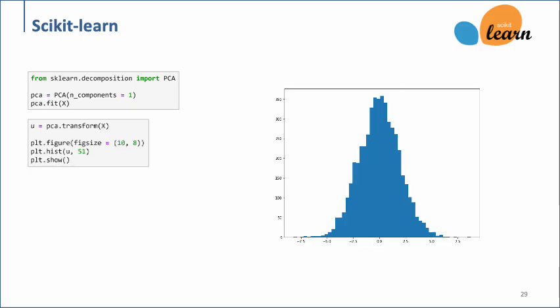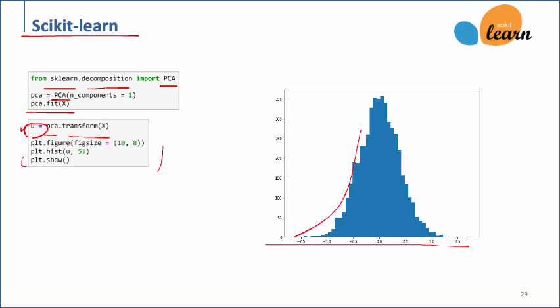Also, by using scikit-learn, we can easily implement the PCA algorithm. From the scikit-learn decomposition module, you can import PCA, set up the PCA algorithm, and by using the PCA.fit command, you can find the principal components. PCA.transform of X gives the projection onto the principal components, and when you plot this result, you can find the reduced projection onto the U-axis, so you can reduce the dimension to one dimension.